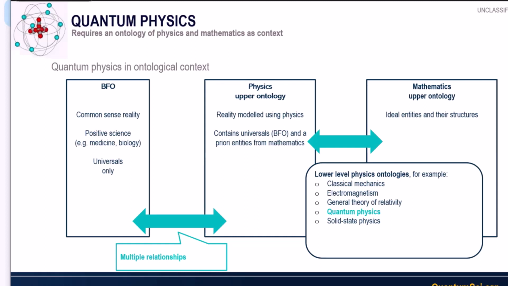On the right-hand side, you see mathematics, which contains the ideal entities in their structures, like the number pi or other ideal entities that don't have instances in reality. And so the ontologies of physics use the physics upper ontology and the mathematics upper ontology, for example, classical mechanics or quantum physics, as you see it on this slide. So you see here that physics relates via multiple relationships to the common sense reality, but also to mathematics.